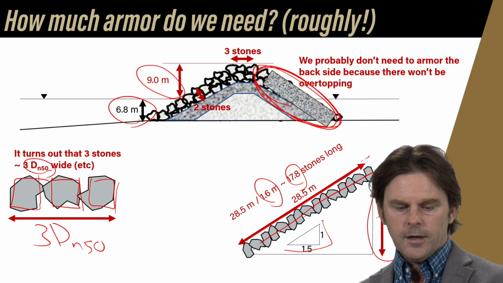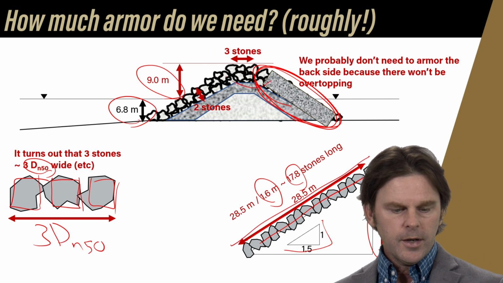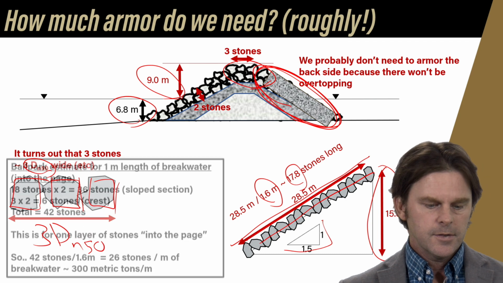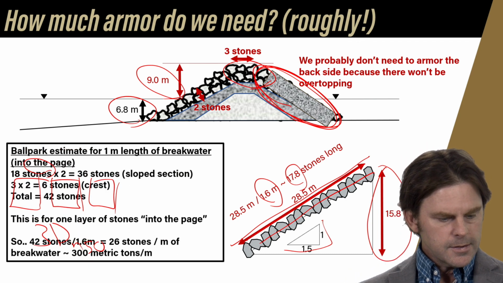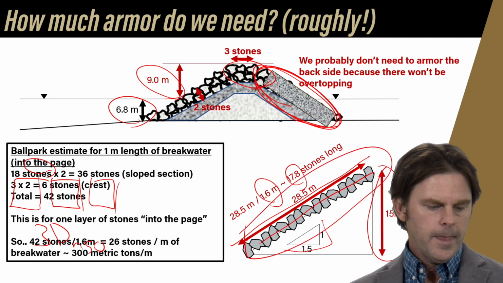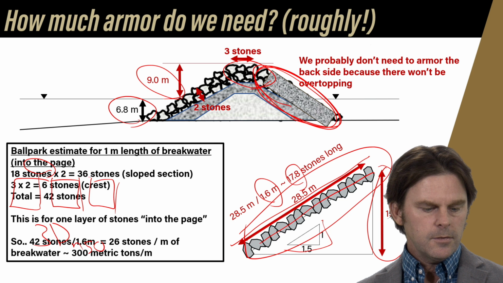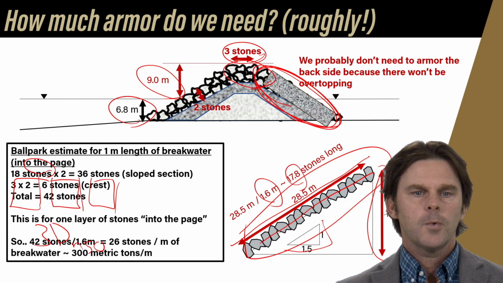Now we don't just have one layer, we have 2 layers, okay? And we don't just have armor there, we also have it on the crest. So this is the world's most quick and dirty estimate. Sorry for these other things getting in the way, but we have 18 stones, that's these guys down here. We multiply by 2, we get 36, that's for the slope section. We get 3 times 2 for the crest. The crest is typically 3 stones wide.